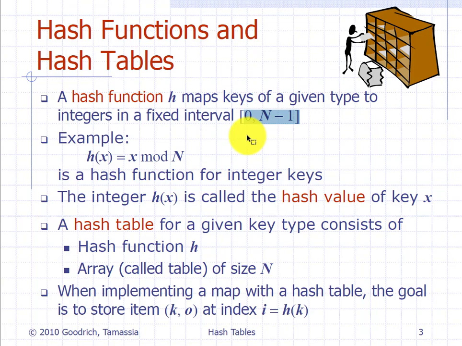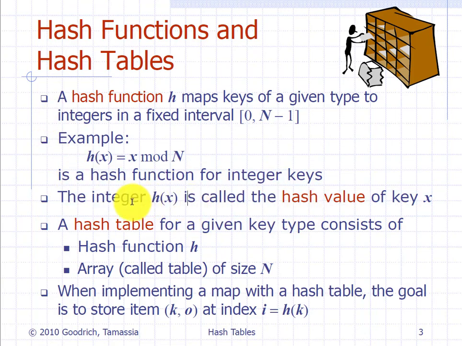So here's an example of a hash function. This is a hash function h of x. It maps a key x to x mod n, where n is the size of the array. If the key is 66 and n is 10, it'll be 6. So it'll have to go into position at index 6. This is just an example. We'll look at more examples later on, but this is an example of a hash function.